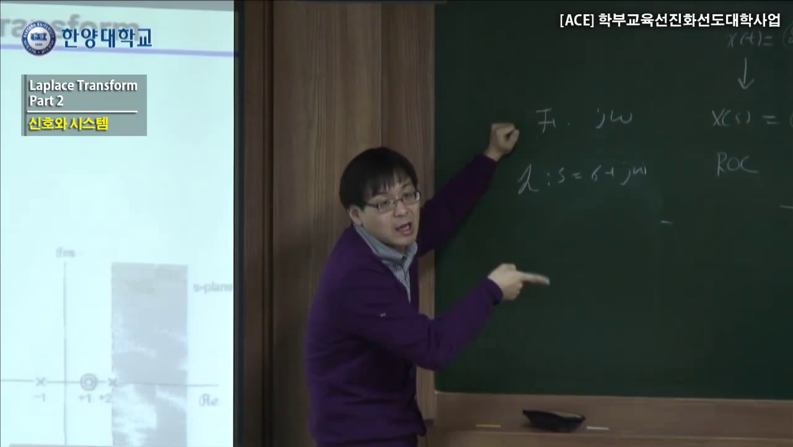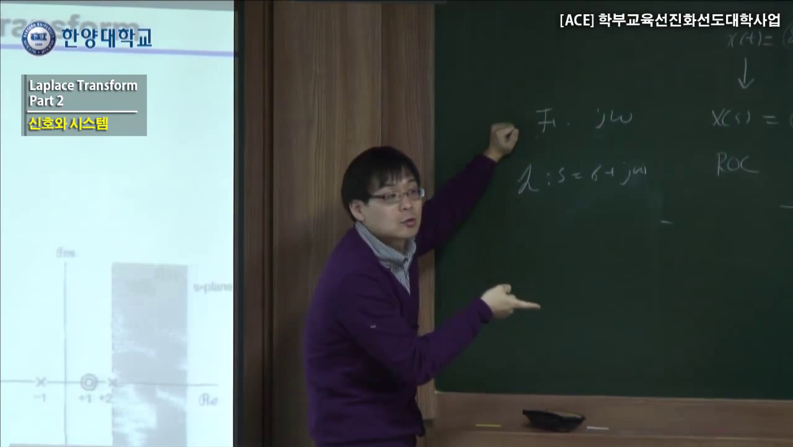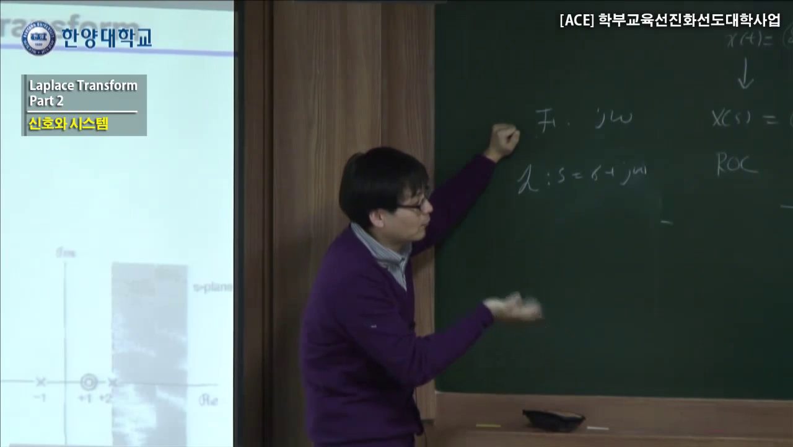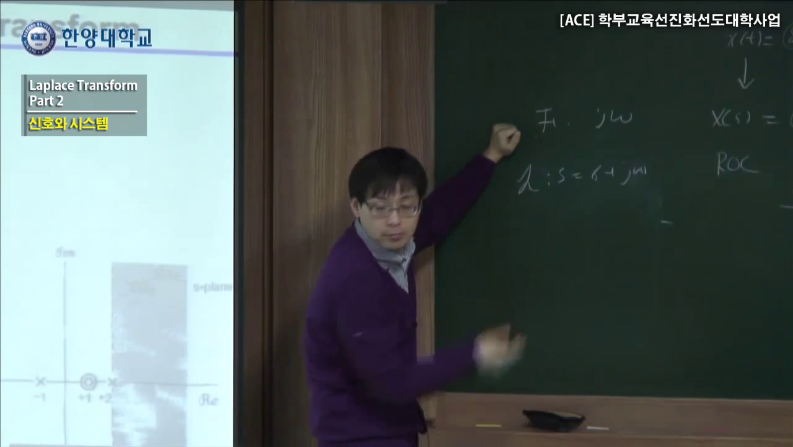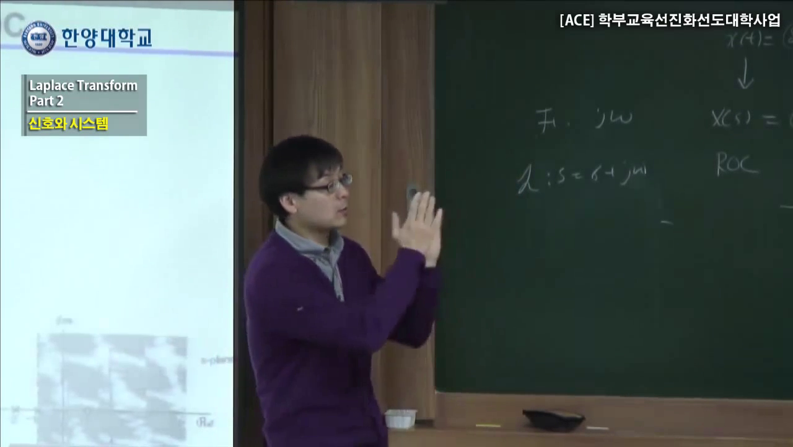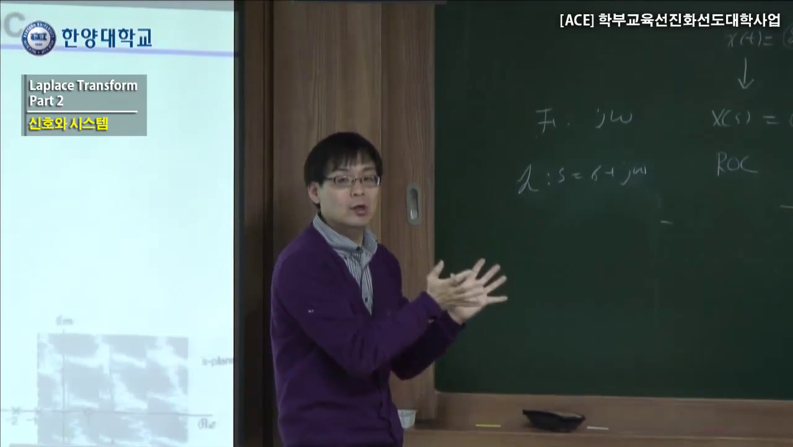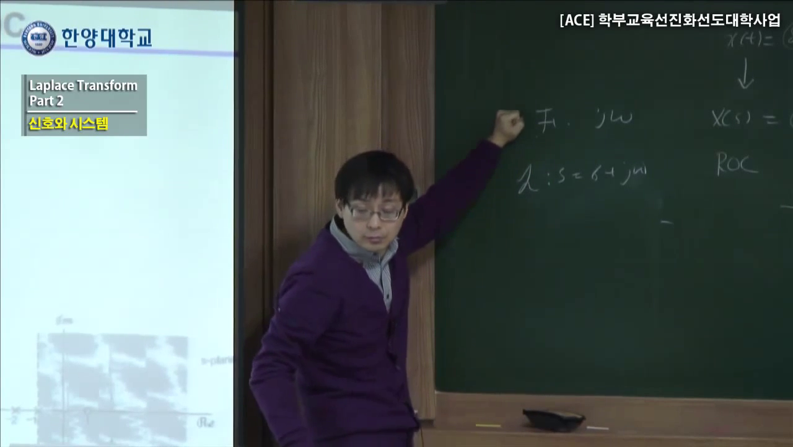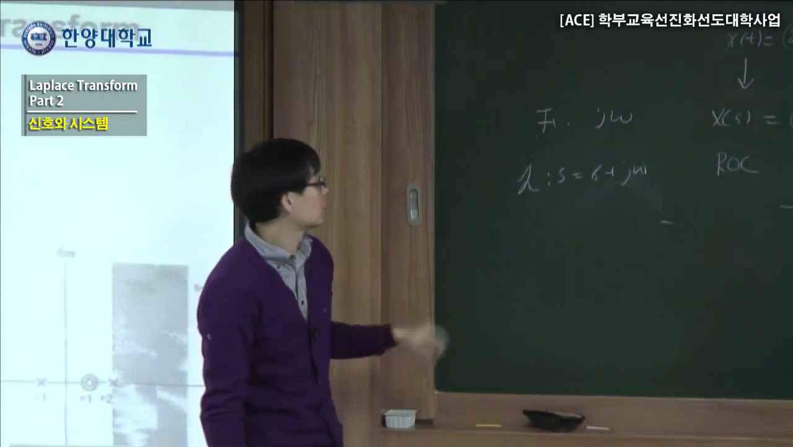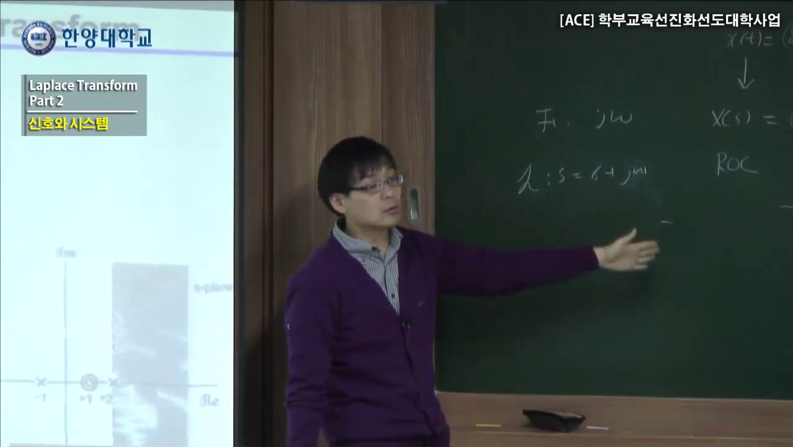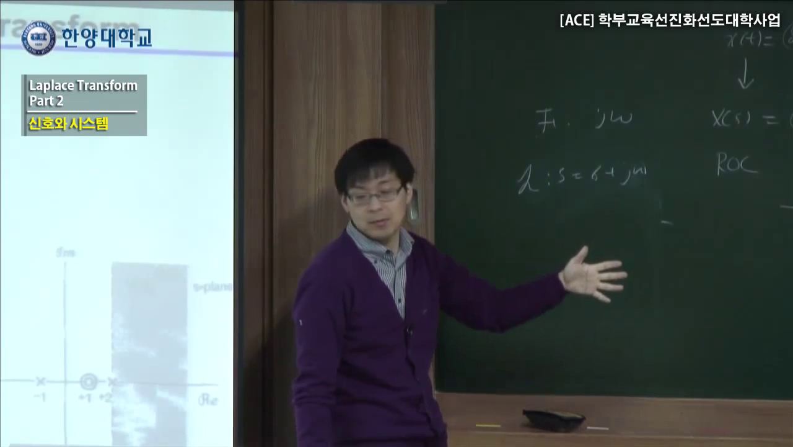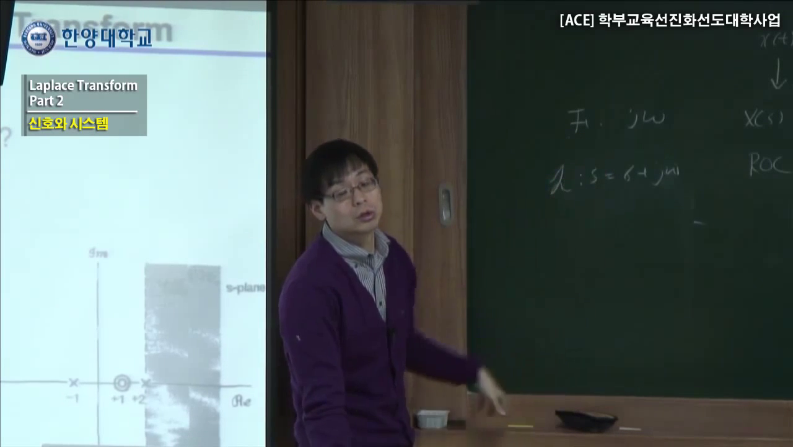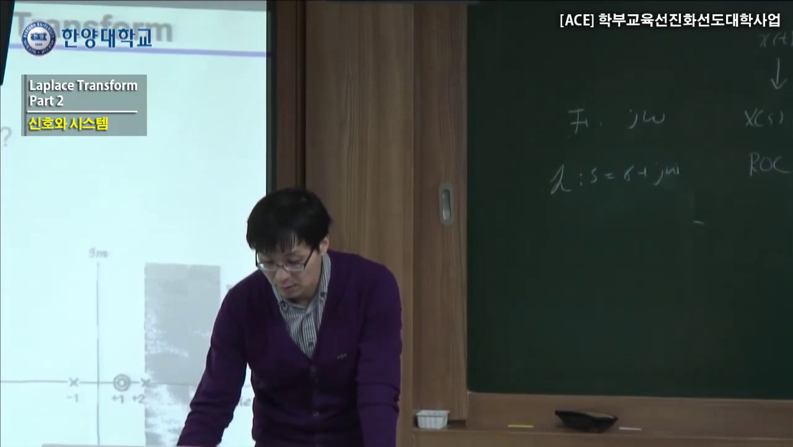That means this one doesn't have a Fourier transform. So you can judge whether you have a Fourier transform or not by using this method. In the previous example, they include the imaginary axis. So their Fourier transform converges, because the Fourier transform is on the imaginary axis over here. In this example right here, they don't include the imaginary axis, so the Fourier transform of this system does not converge. That's what the example shows.